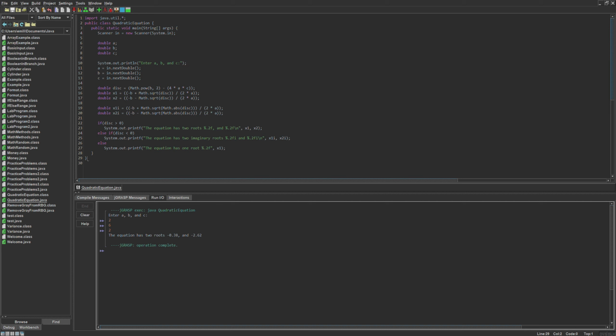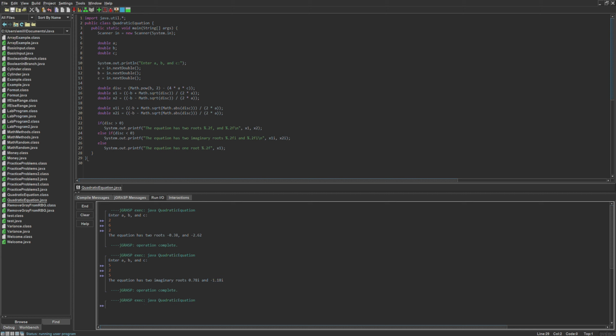Alright, we'll do it again, this time for the discriminant less than 0. If it's less than 0, b has to be smaller. So we'll do 5 for a, 2 for b, 5 for c. Then it says the equation has two imaginary roots, and we see it's 0.78i and negative 1.18i.